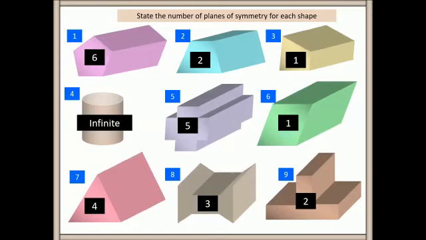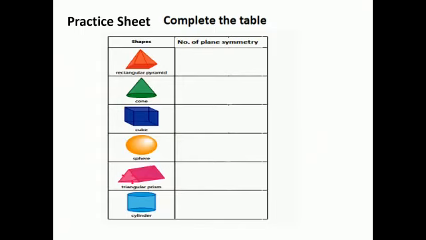Okay, these are some examples of how we write the number of symmetries. Now for you, please write the number of planes of symmetry. It is a rectangular pyramid, cone, cube, sphere, and a triangular prism, but you can see that the sides are equal, so that is an equilateral triangular prism. Last one is a cylinder.